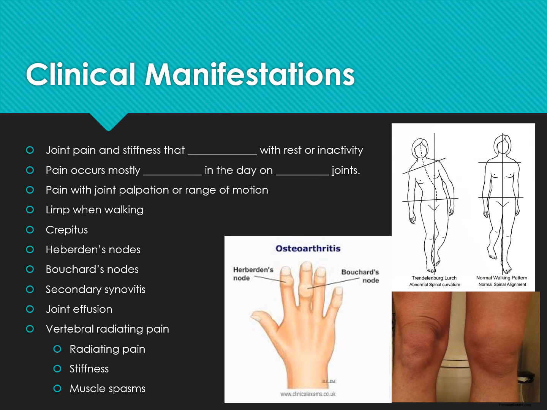So I walk into my patient's room after hearing that they have osteoarthritis. What am I going to see? What is going to be their history and their story? What questions should I ask? All good things to know, because first, when we have a patient with osteoarthritis, we're going to notice that they have pain and stiffness that actually resolves with rest and inactivity.